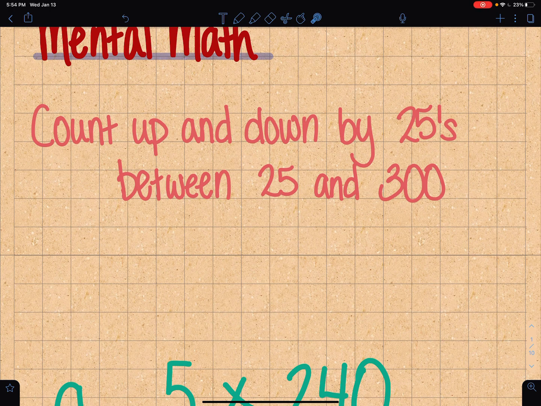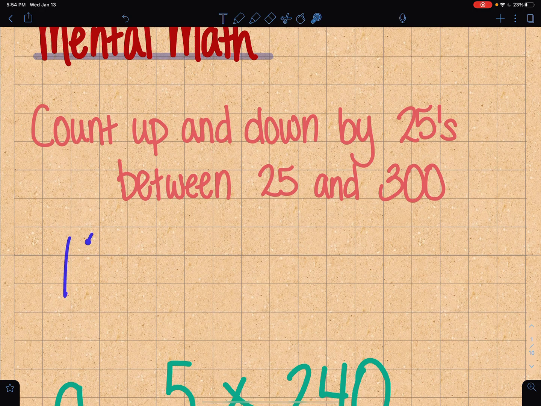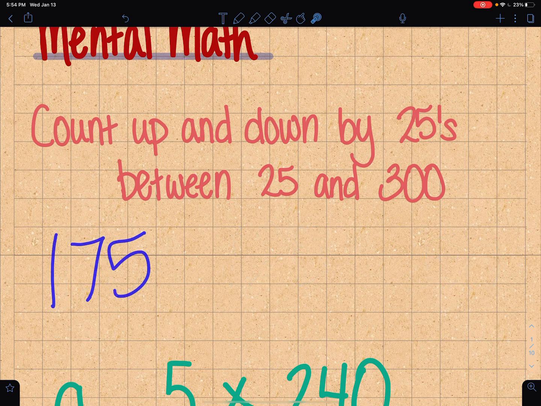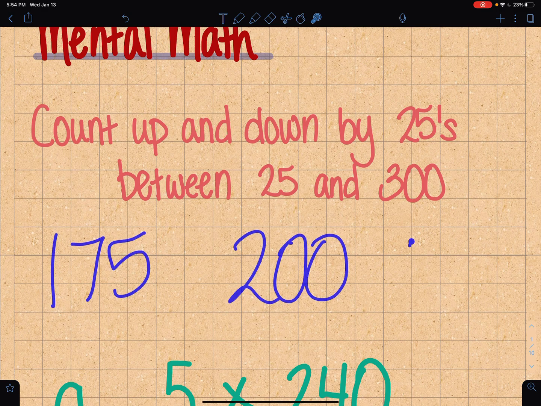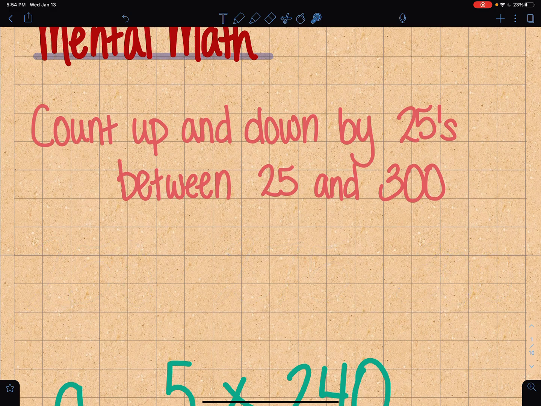We're going to count up and down by 25s, okay? So all the way from 25 to 300. And we're going to go up and we're going to go down, okay? Ready? Here we go. 25, 50, 75, 100, 125, 150, 175, 200, 225, 250, 275, and 300.